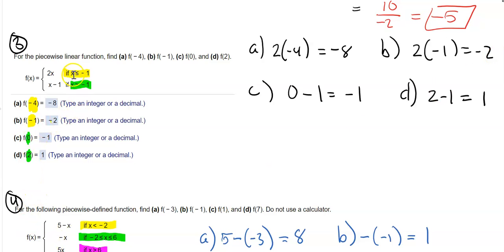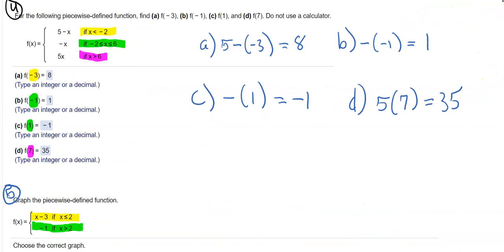Where does 0 fit in? 0 is not less than -1. It is greater than. So I'm plugging it in here. Bingo and bango. Where is 2? 2 is greater than -1. So I plug it in here. 2 minus 1. Really rough stuff going on here, people. Next one, more of the same.